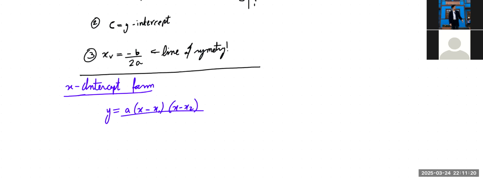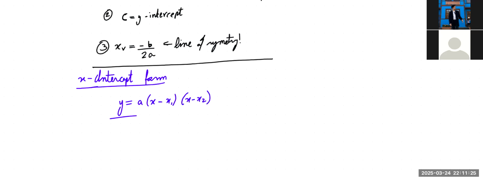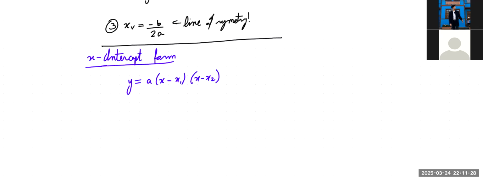Good. So let's figure out how to put a general form quadratic into this form. The method I like to use is called splitting the middle term. Are you familiar with this?